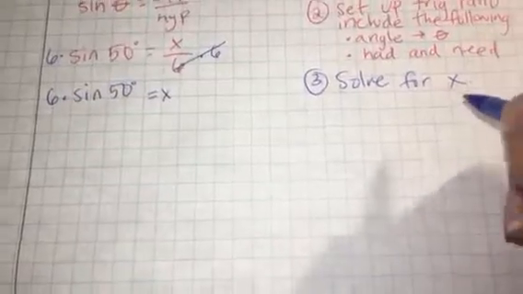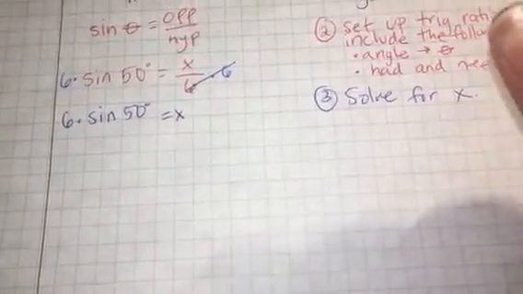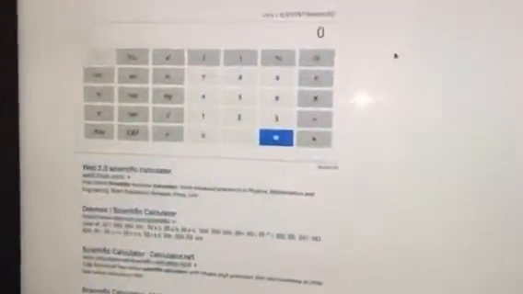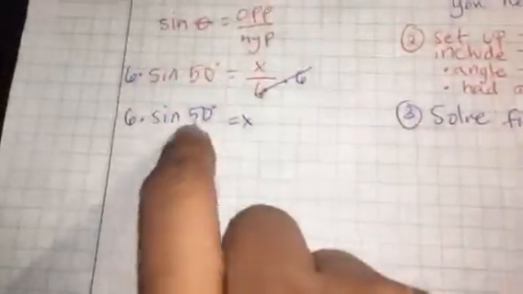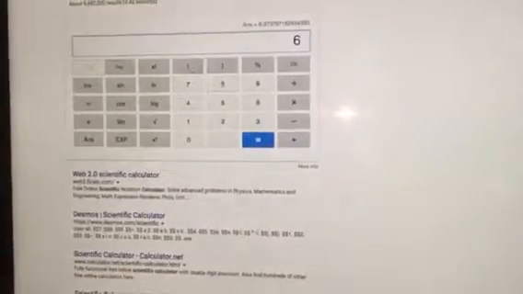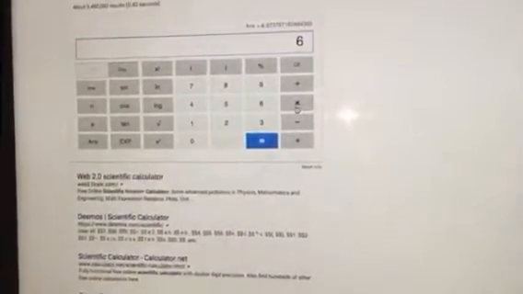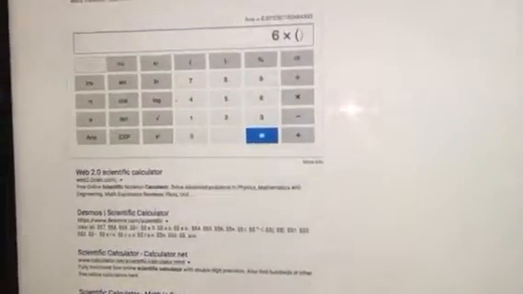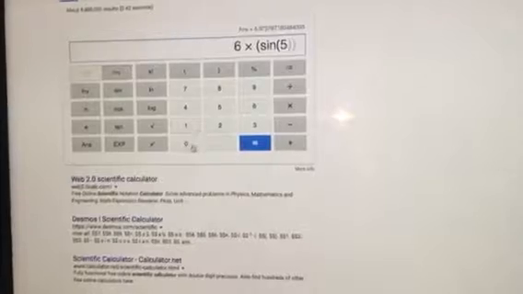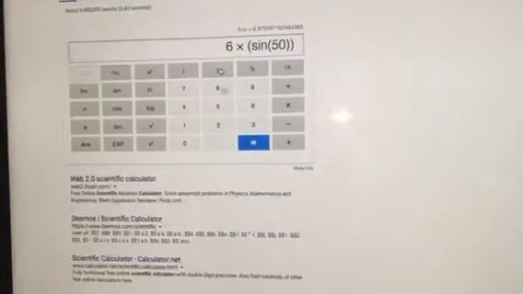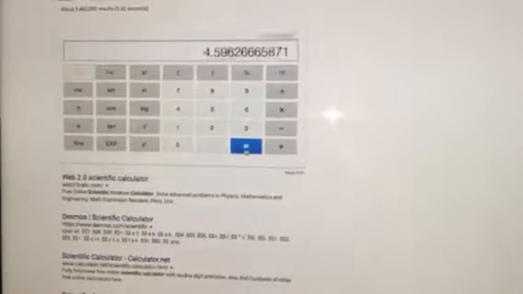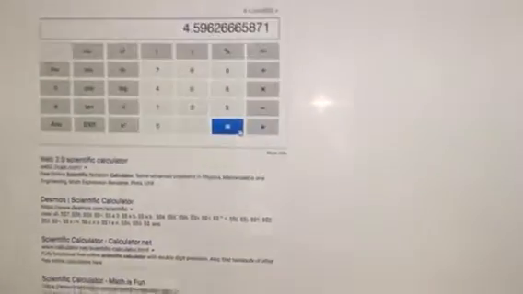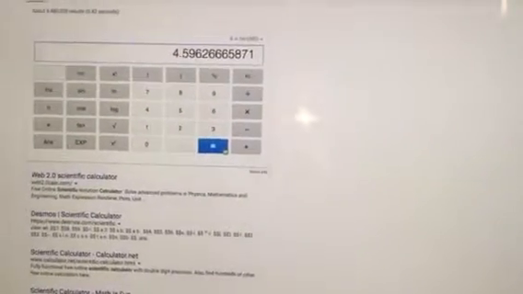Now, how can you do this? I want you to type scientific calculator into Google, and you should get something like this right here. All right. Again, what I'm trying to figure out is what is 6 times sine of 50. And I'm going to put that right here. 6 times, I think I should put this in parentheses. Times sine of 50 degrees. Put another parentheses there. And this is going to give me my final answer. 4.59. Okay, and so that's my final answer, 4.5962, all that good stuff right there.